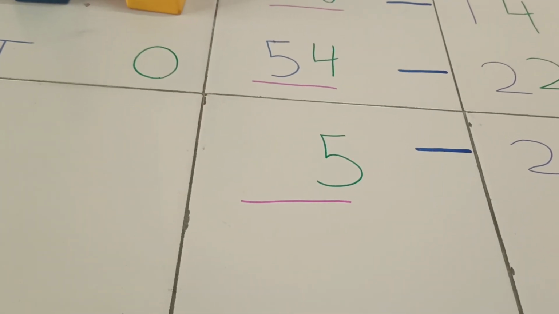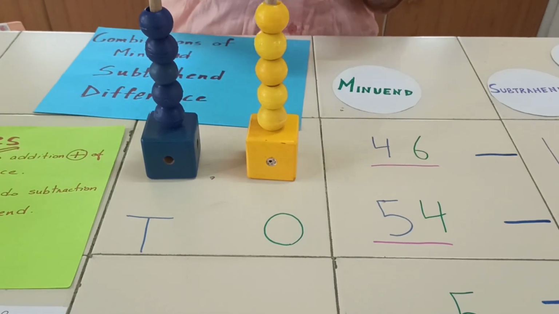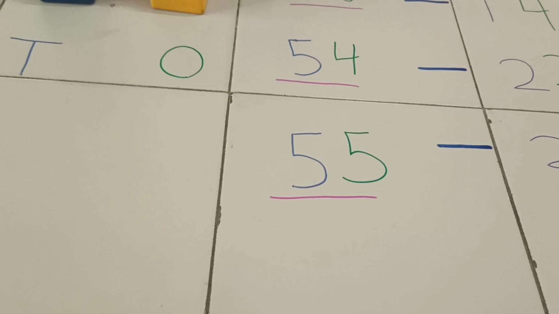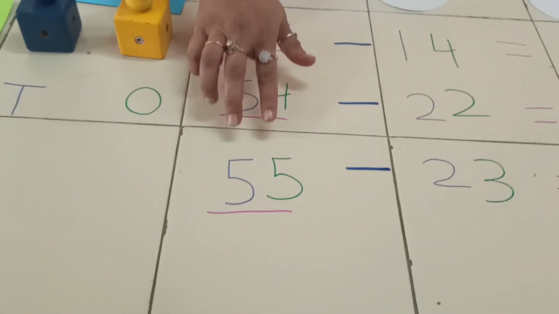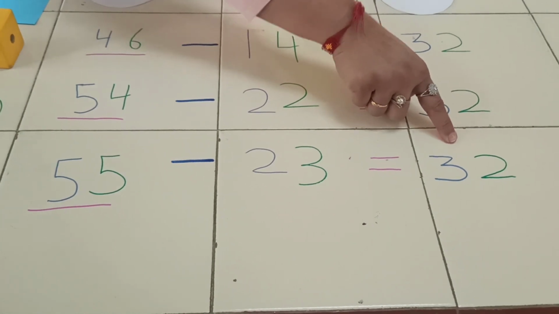Now I'll go on to tens. 1, 2, 3, 4 and 5. So my tens digit is 5 tens. So 55 minus 23 is equals to 32.